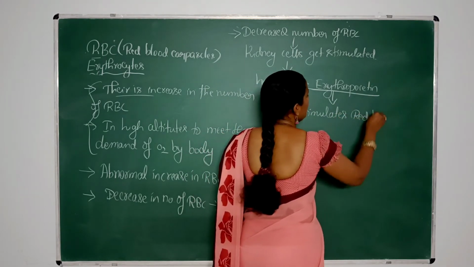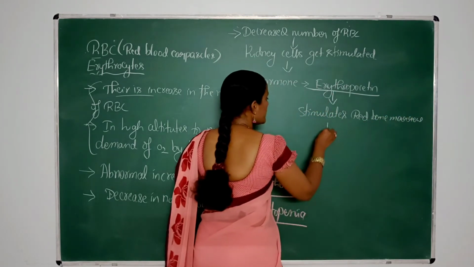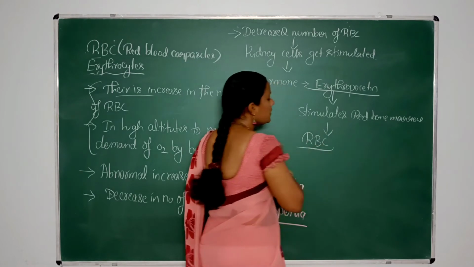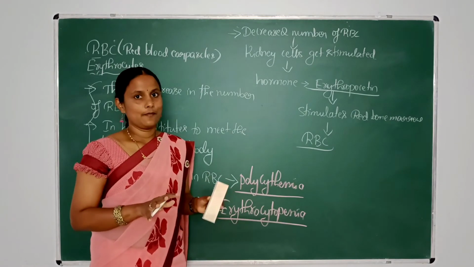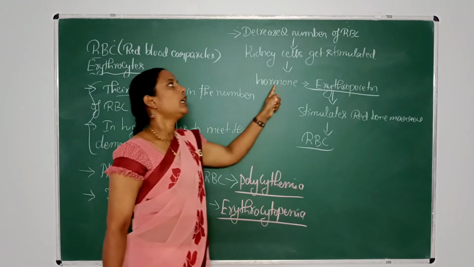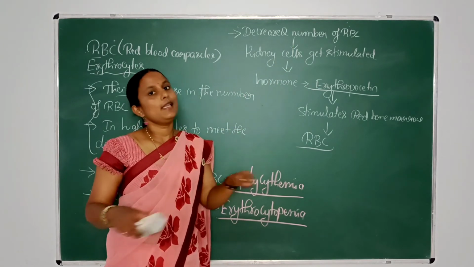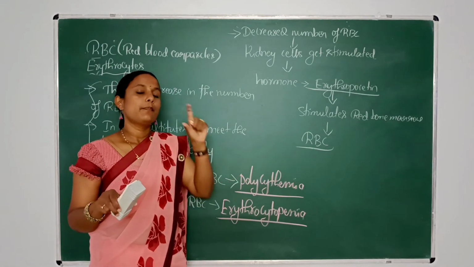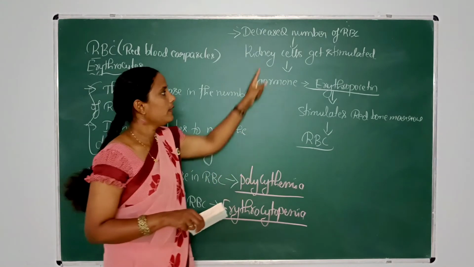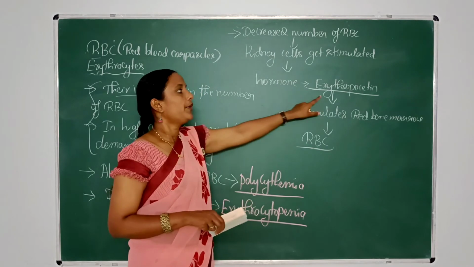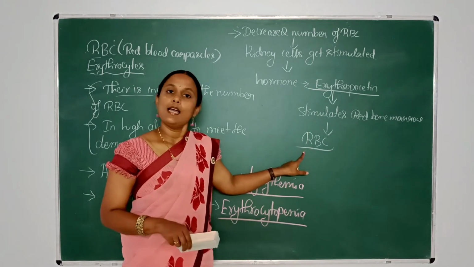This erythropoietin hormone stimulates the red bone marrow to produce RBCs. So RBCs are produced in red bone marrow in adults. Don't think it happens only during a decreased condition. Normally there is production of RBCs taking place. But if under certain circumstances the count decreases more than normal, then this process will take place. Erythropoietin hormone will get produced from the kidney and stimulate the red bone marrow to produce RBCs.